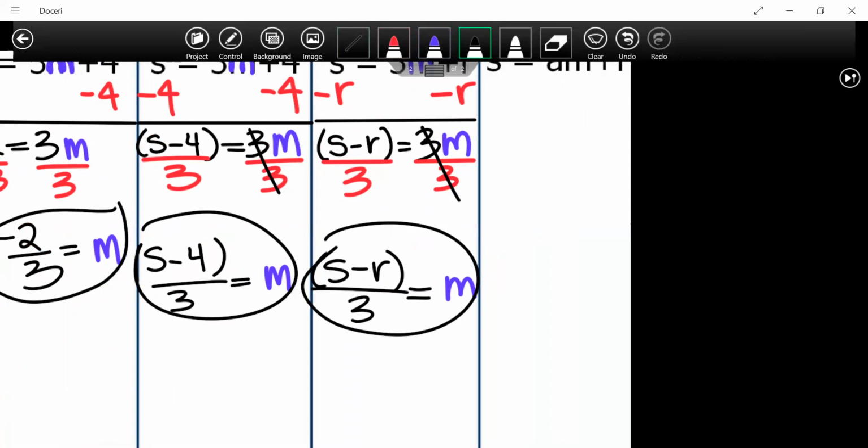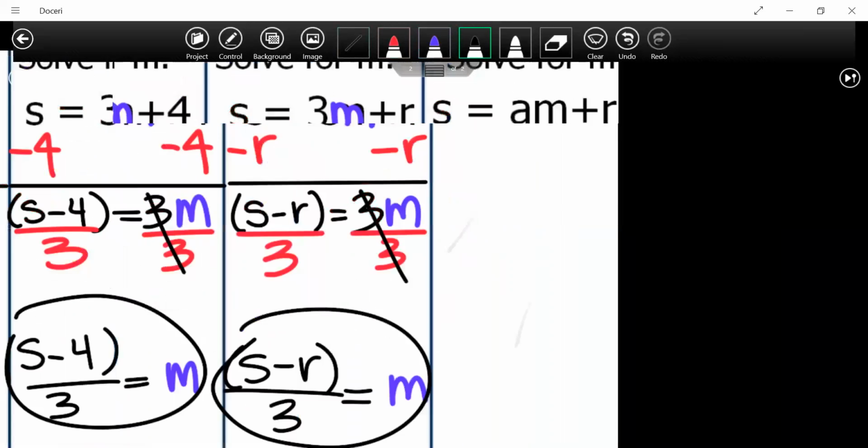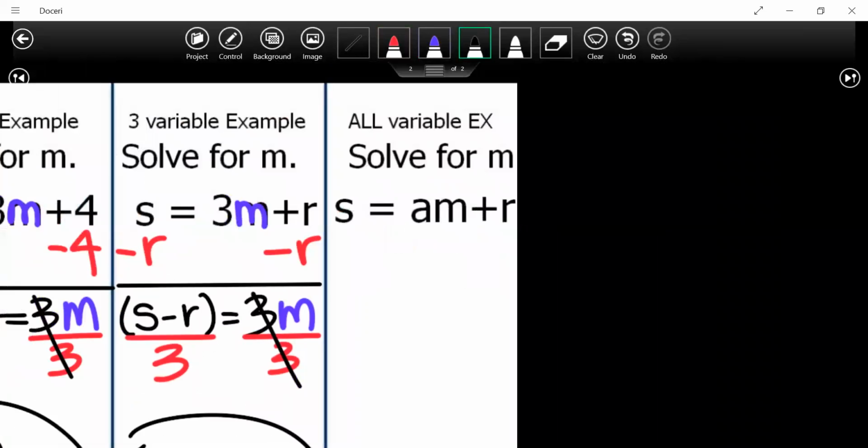Is this kind of making sense? Something different. Okay, last one, given all variables, solve out for m. We could still do that. It's almost following the same process, right? So what's my first step?